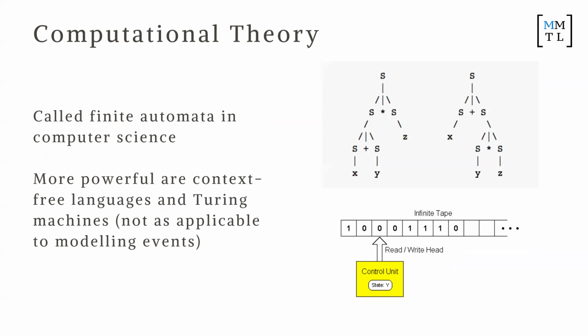Now, this is sort of into computational theory. For those who are interested in computer science, it's actually called finite automata, so you might end up seeing that if you go deep enough in computer science. More powerful in computational theory are two different types of things called context-free languages and Turing machines. But these aren't as applicable for events, so you don't often see them in mechatronics.